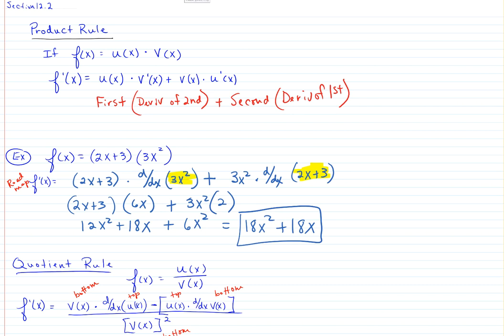This is section 12.2, and we're going to pick up two important rules in finding derivatives. The first one is the product rule. If you have a function that is a product, u of x times v of x, the derivative is the first one times the derivative of the second plus the second times the derivative of the first.